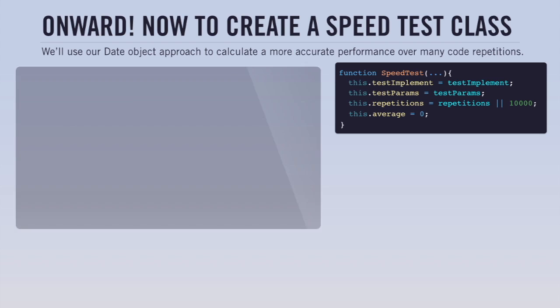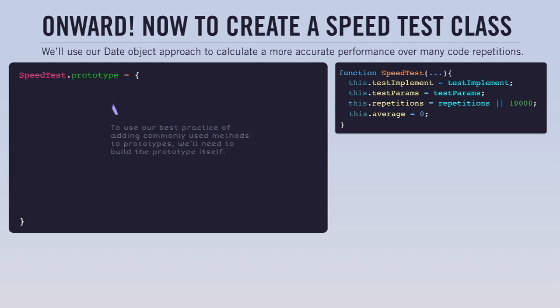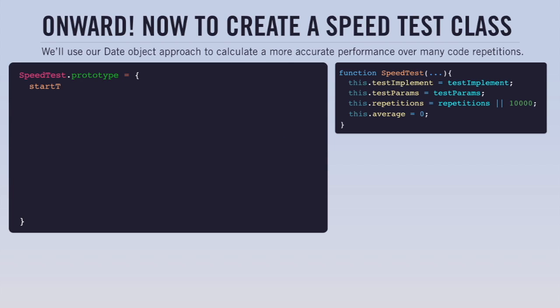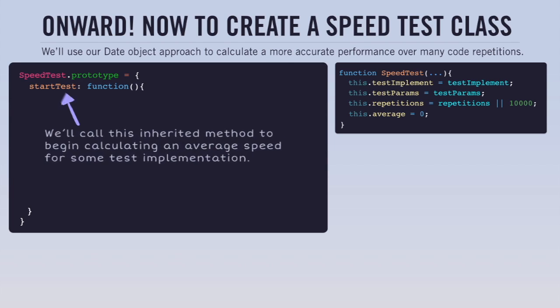So we are going to give that to the speed test prototype. We're going to use our best practice of adding very commonly used methods to the prototype. So here we go, building the speed test prototype. You can see on the inside here, we've got an inherited method called start test, and we're going to use that to begin to start the process of calculating an average speed for some sort of test implementation.